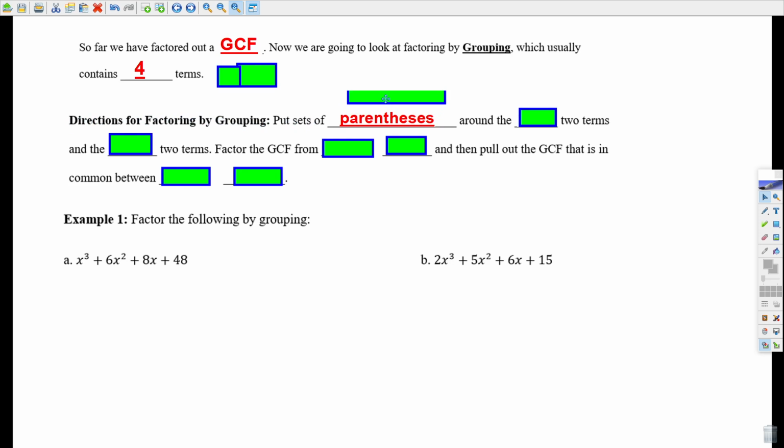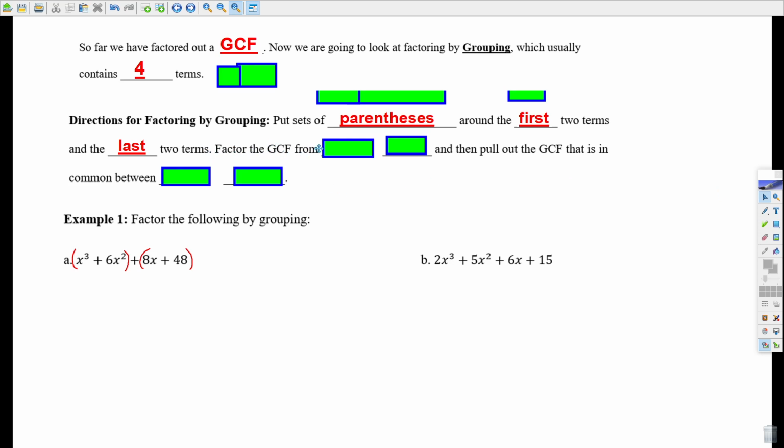First, you're going to put sets of parentheses around the first 2 terms and the last 2 terms. So let's go ahead and do that. So in this problem down here, I'm going to put a parentheses set around the first 2. 1 parentheses set. And then we're going to put the parentheses around the second set. This is where they get the term grouping. Okay, so that takes care of that.